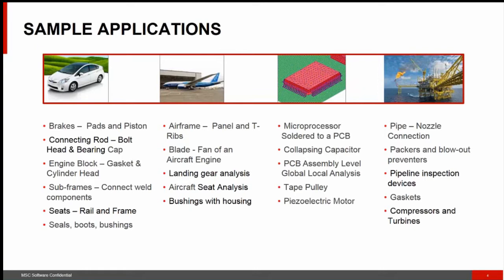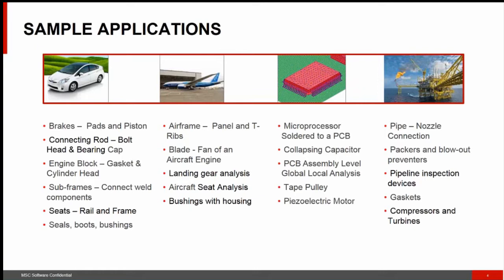Engineers from leading companies in many industries use MSC Nastran for large-scale assemblies to deal with their simulations. Some examples shown here are for the auto industry, the aerospace industry, microprocessors or electrical components, or even the oil and gas industry, where contact can be used to calculate and simulate these types of analysis.